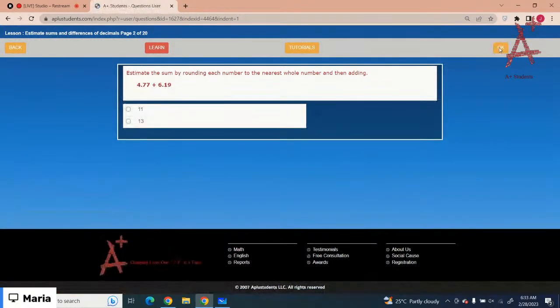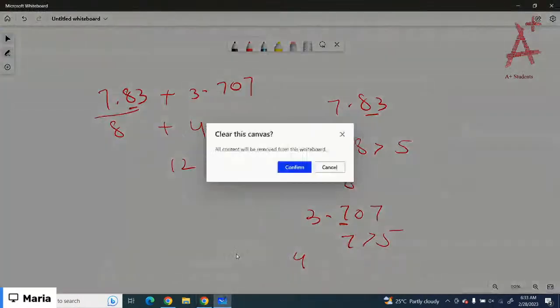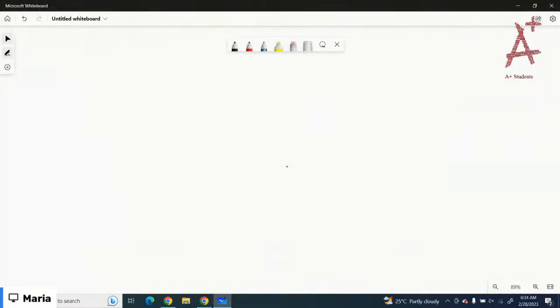Okay, the next one is estimate the sum by rounding each number to the nearest whole number and then adding 4.77 and 6.19. Got it? So let's just start with rounding 4.77. The digit right after the decimal is 7. 7 is greater than 5 or less than 5? 7 is greater than 5. Got it? That means you have to round up. Round up means you have to add 1 to the whole number. So 4.77 is rounded off to 5.